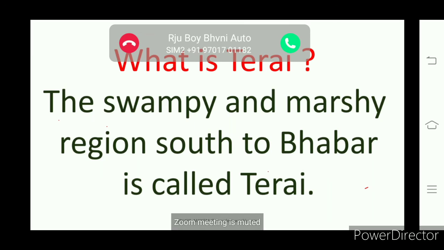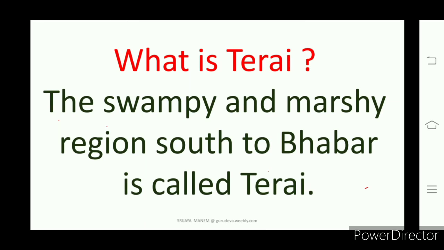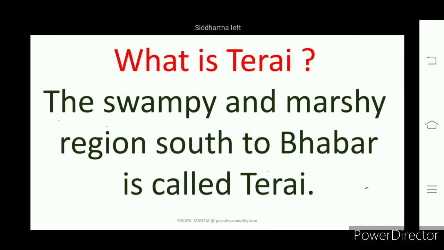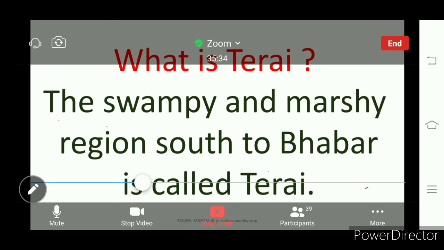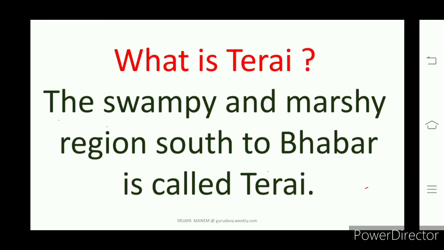One more point I want to bring to your notice: when India split into the Indian Union and Pakistan, at that time many of the people who wanted to be in India migrated from Pakistan. They settled in this Terai region only. Okay. So what is Terai? Swampy, marshy region. Okay. Thank you.